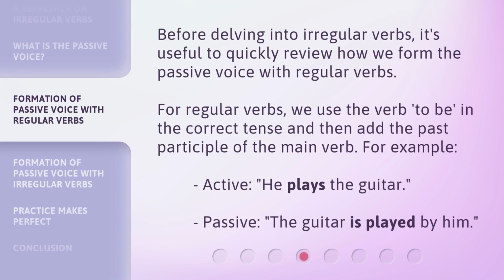Before delving into irregular verbs, it's useful to quickly review how we form the passive voice with regular verbs. For regular verbs, we use the verb to be in the correct tense and then add the past participle of the main verb. For example, active: he plays the guitar. Passive: the guitar is played by him.